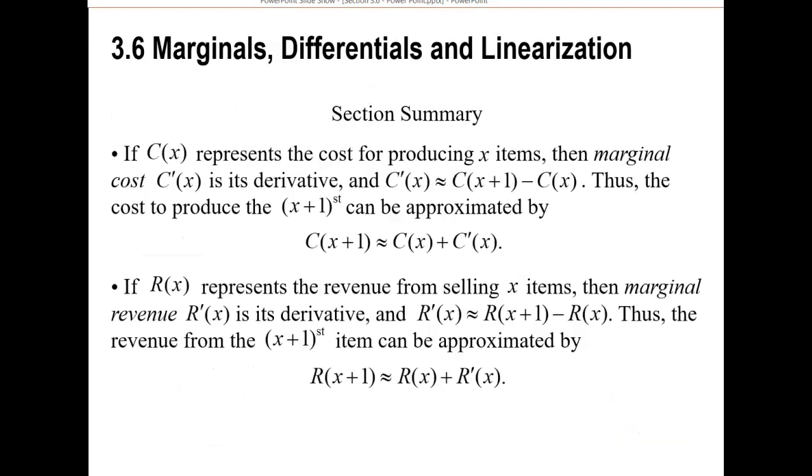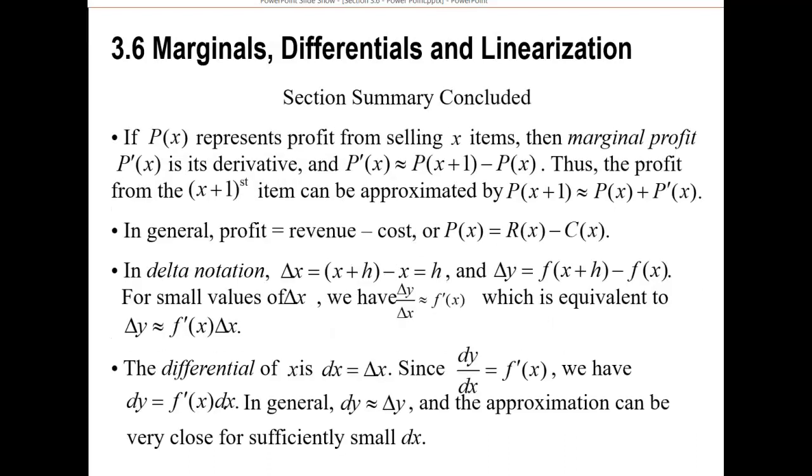All right, so the summary here. If cost represents the cost of producing x items, then marginal cost is its derivative, which is the cost of producing the x plus first item. If revenue is the R of x function, marginal revenue is the first derivative, and it represents the revenue from producing the x plus first item. And if P is your profit function, marginal profit is the first derivative, and it is the profit from selling the x plus first item. In general, profit is revenue minus cost.